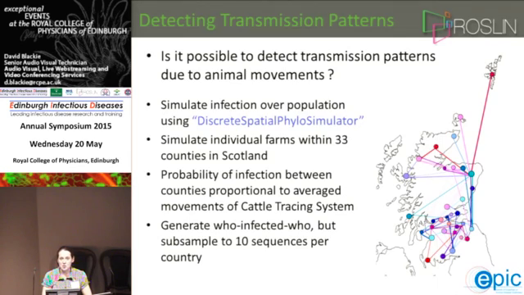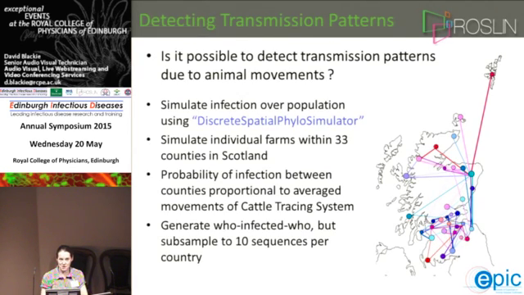So, given the system of being able to estimate transmission patterns, could you, for example, detect transmission patterns due to animal movements? Well, to test this, we can do some simulations. I did a simulation of around Scotland. I simulated individual farms within 33 counties of Scotland. The farms can be susceptible, infected or recovered, and the farms transmit infection to each other proportional to the real movements between the farms, which were averaged out of the cattle tracing system data.